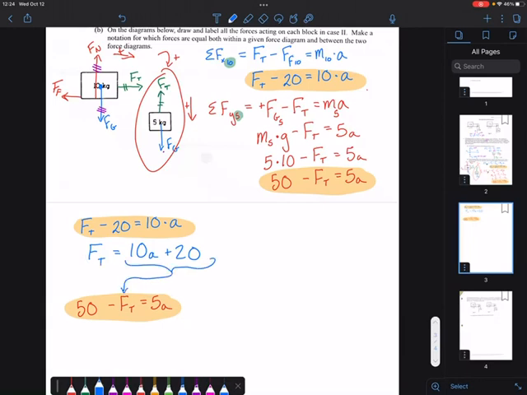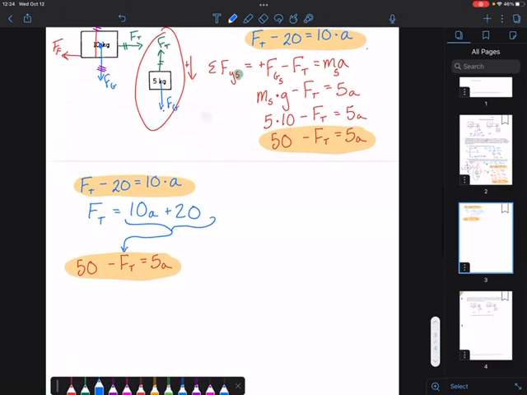From there would it be 50 minus 20 minus 10A?